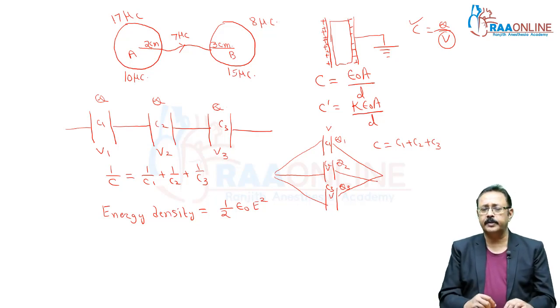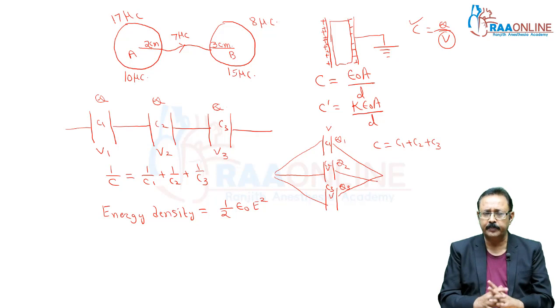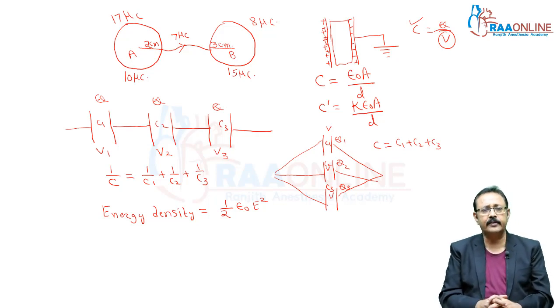Which type of problems do they ask from this? Some conceptual problems are there, and what to do in that case? Remember one thing: if you are disconnecting the battery, they will ask this type of question. I have one condenser. The condenser was charging through a battery. I was charging the condenser with the help of a battery. Now I disconnect the battery.